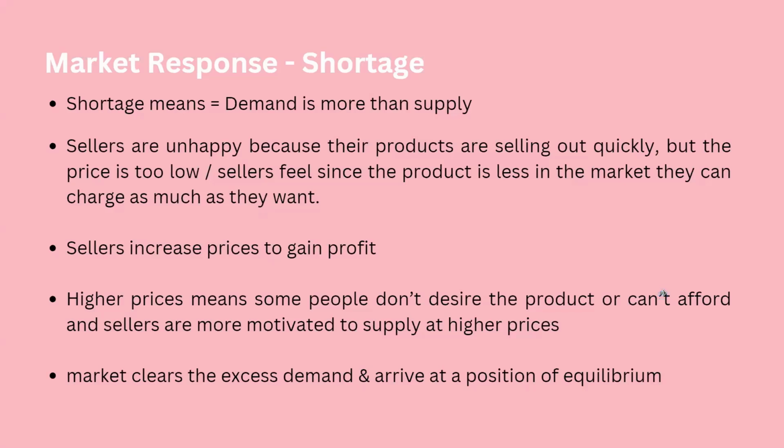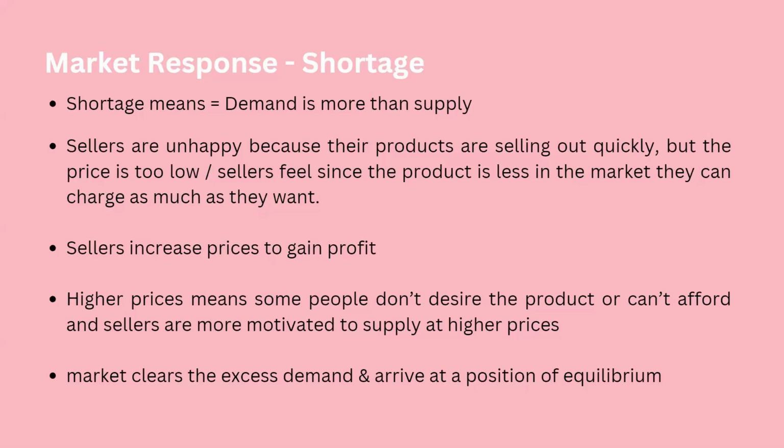So let's understand how the market would go from shortage to equilibrium. Shortage means demand is more than supply. If the demand is more and supply is less, that would automatically be the shortage. Sellers are unhappy because their products are selling out quickly, but the prices are too low. Sellers feel that since the product is less in the market, they can charge as much as they want.